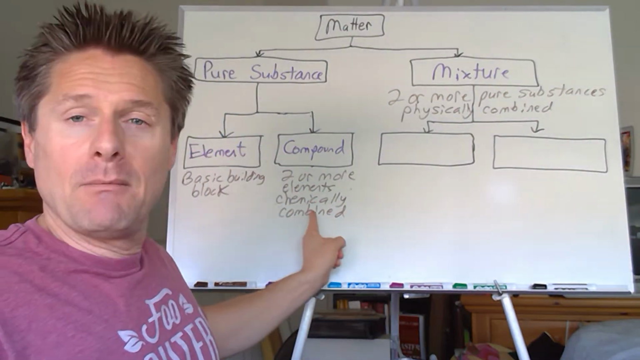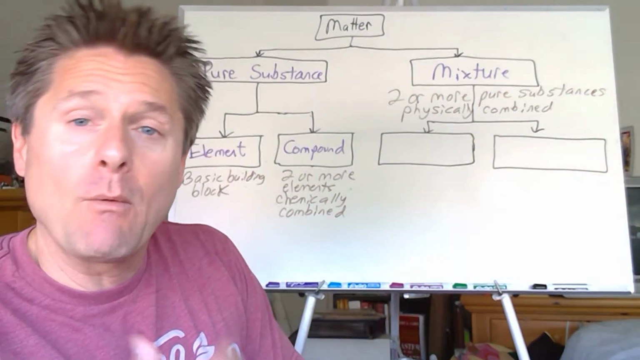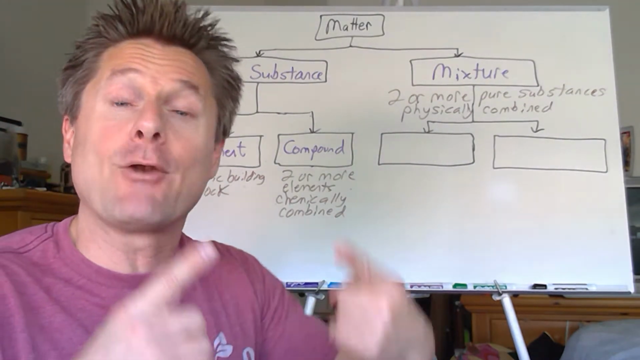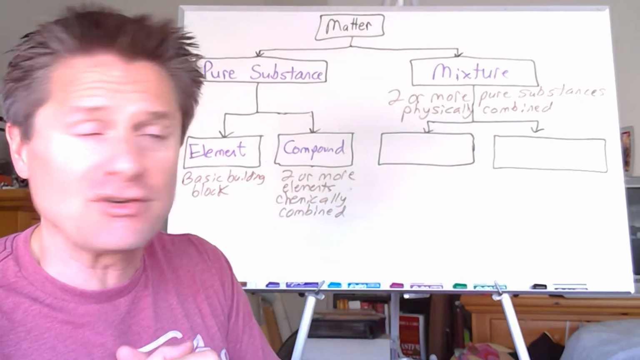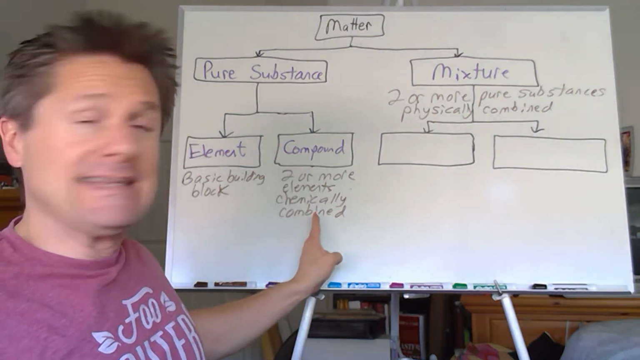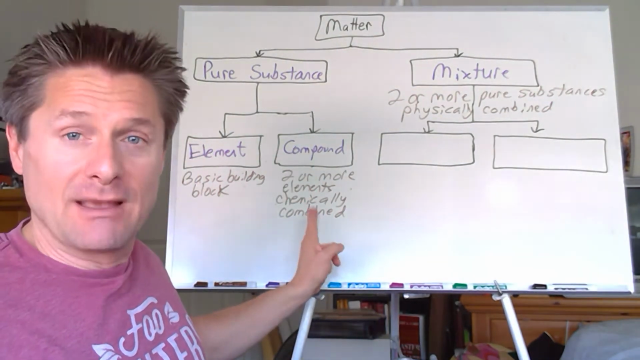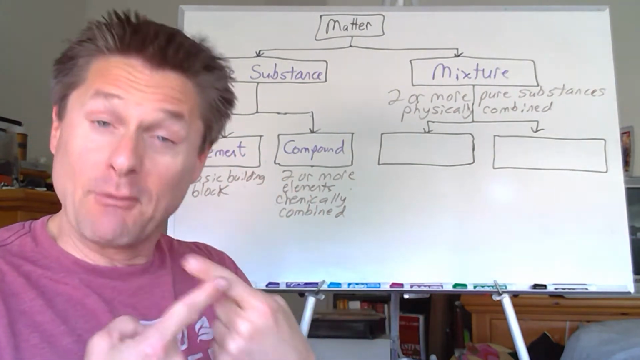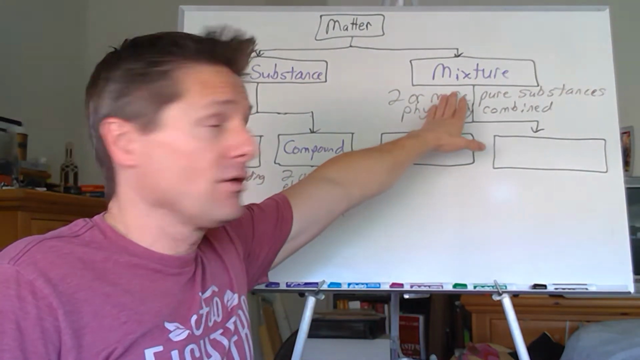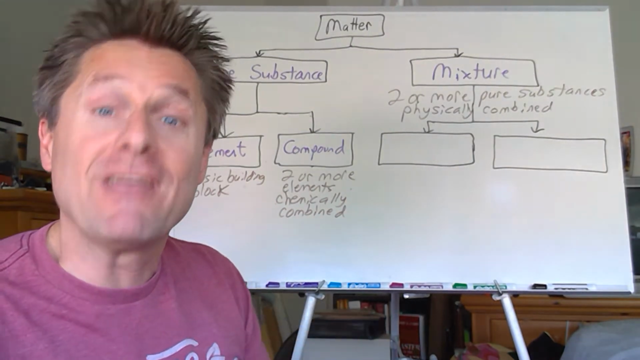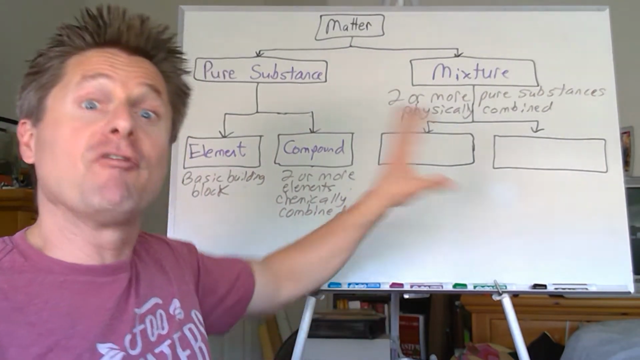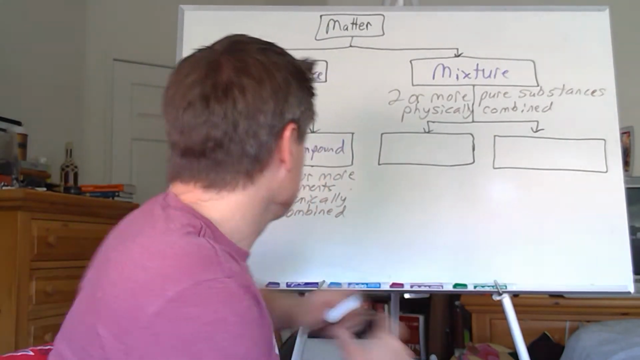Now, the thing about chemically combining is, we're going to find out when we talk about compounds, those are in set ratios. There's a law about that, the law of constant composition. So we are limited to how those elements combine to form compounds. They go in very specific ratios. Whereas when you're combining pure substances to form a mixture, you can do it in any ratio you want because they're physically mixed. Keep that in mind. Chemical, physical, chemical, physical. All right.